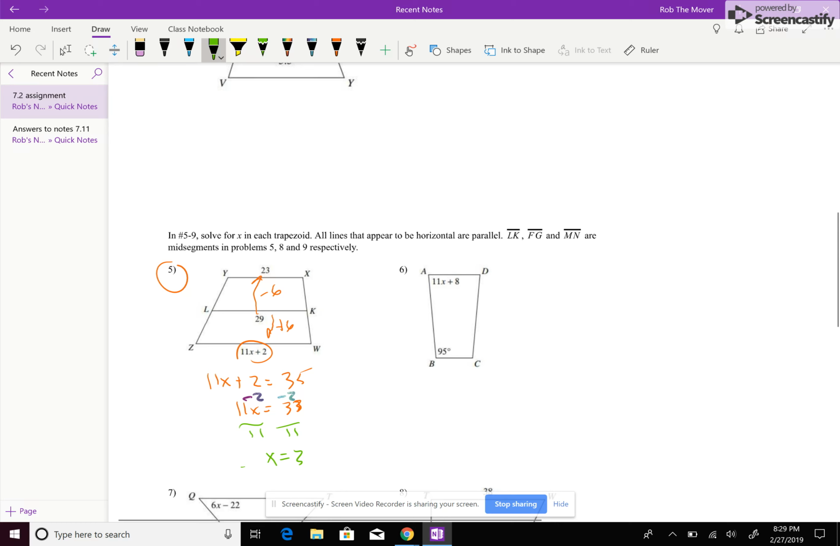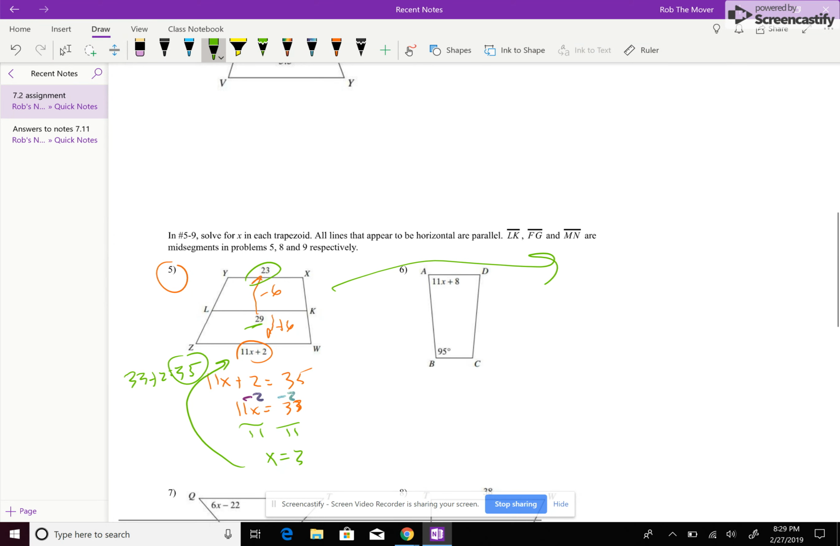You can get the tingles here by plugging back in. 11 times 3 is 33, plus 2 is 35. And check to see if 35 and 23 give you an average of 29. And it looks like it will because it is 6 units apart. But you can go ahead and add and check that, right? Okay, that's an easier one.